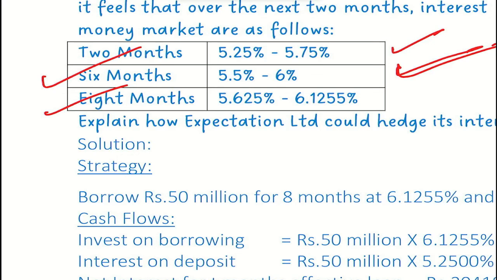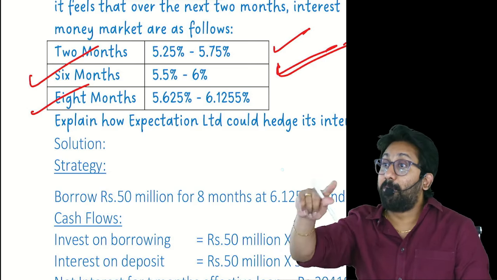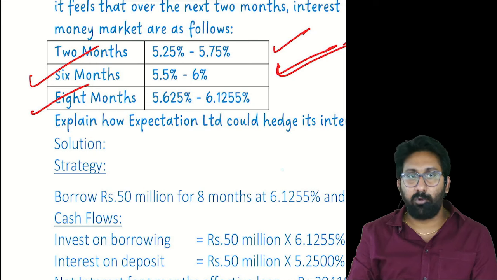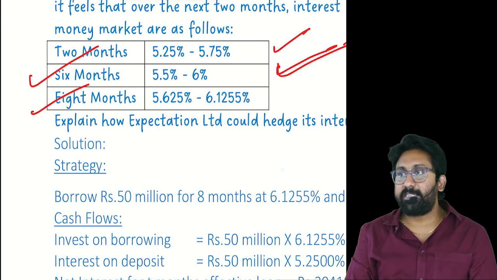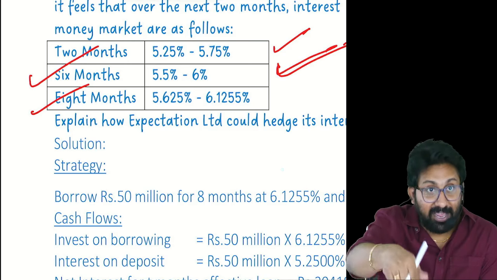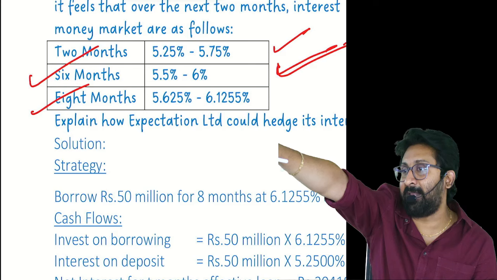Answer. First, one more time, last time, tell me. These are all the rates quoted for a loan borrowed today for 2 months, 6 months, 8 months, respectively. What are we asking? We are asking for a rate to be quoted today to prevail after 2 months for the next 6 months. Go back to my words and answer. We want a rate to be quoted today for a borrowing to be made after 2 months for a period of 6 months.